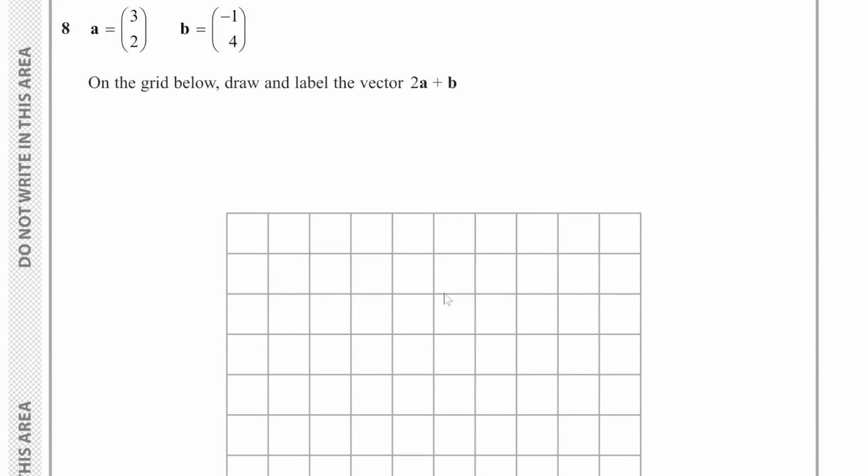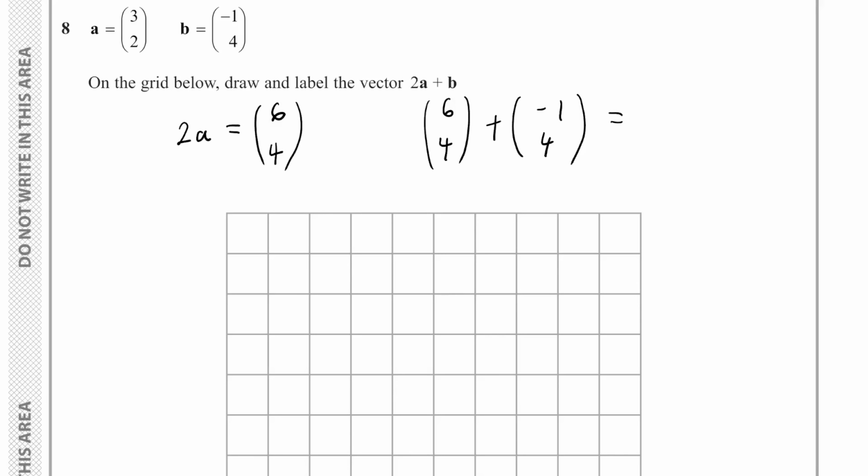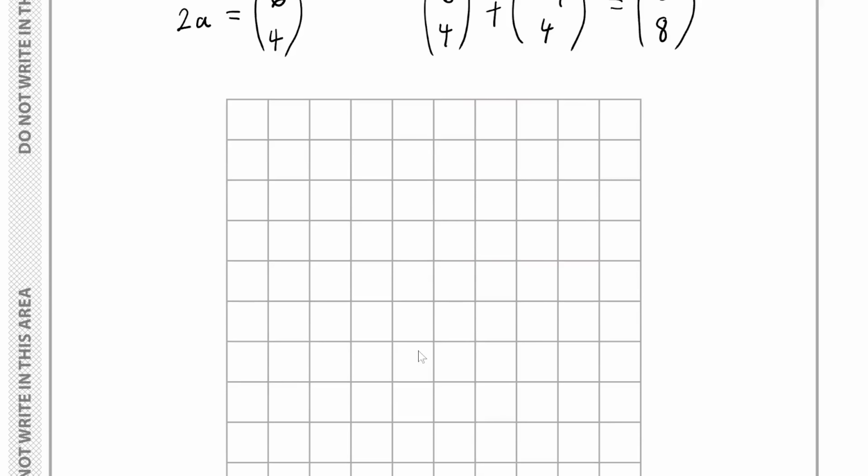Question 8. A is 3 right, 2 up. B is 1 left, 4 up. On the grid below, draw and label 2A plus B. So 2 A's is going to be 6 to the right and 4 up. And so 2 A's plus a B is going to be 5 to the right and 8 up. So 2A plus B is 5 to the right and 8 up.